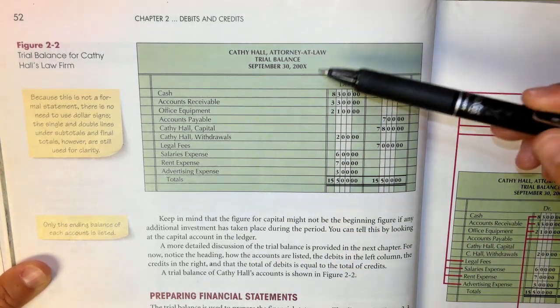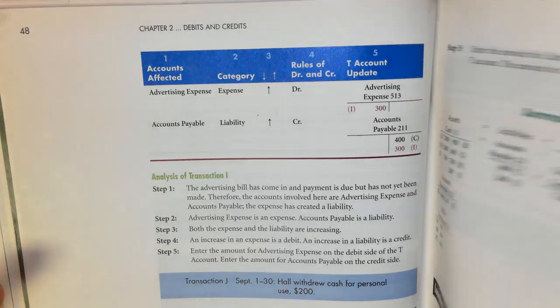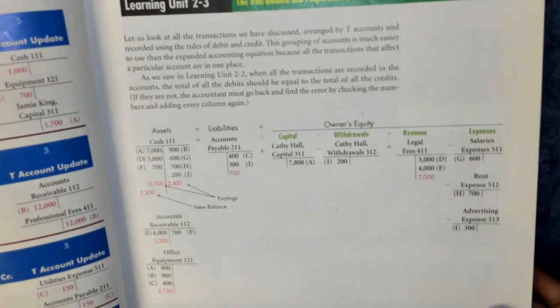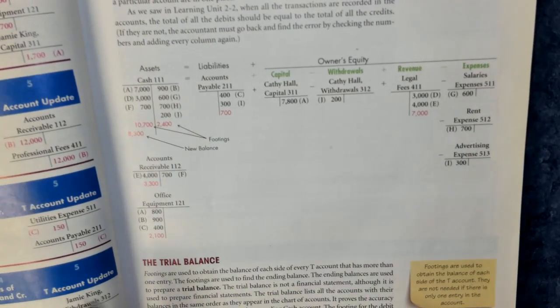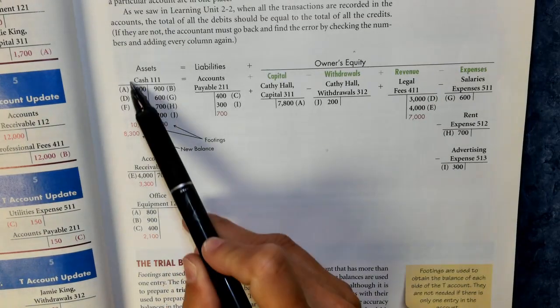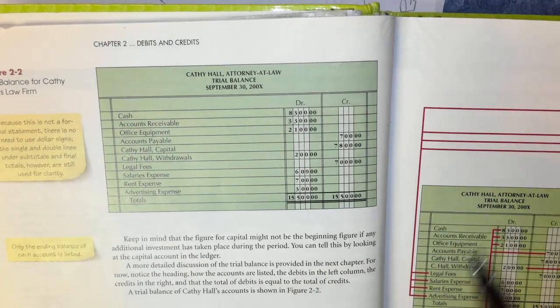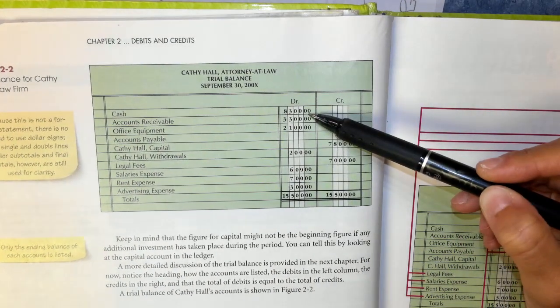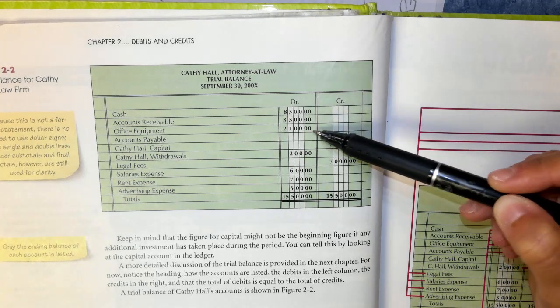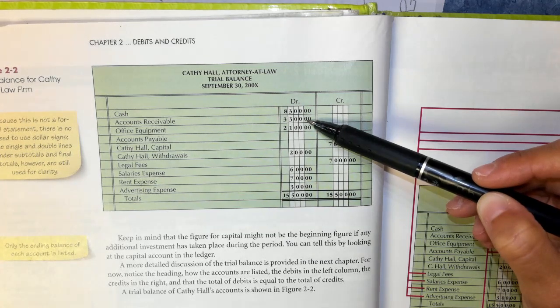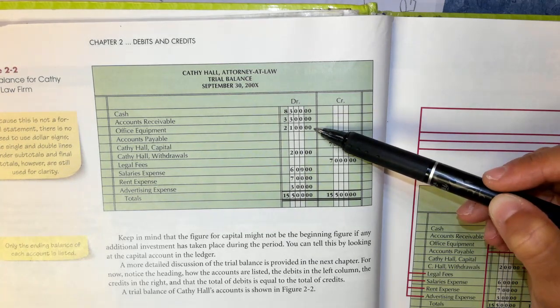So we took cash. Let's flip back. Page 51, you'll have to keep flipping back and forth. It's not going to be easy for me right here, but that's okay. So if you look at cash, remember we did our footings and our ending balance was $8,300 on the debit side. That's where we get the number on page 52. $8,300 on the debit side. So we do that for each of these accounts on page 51. Accounts receivable, ending balance was $3,300 on debit side. Equipment was $2,100 on the debit side.